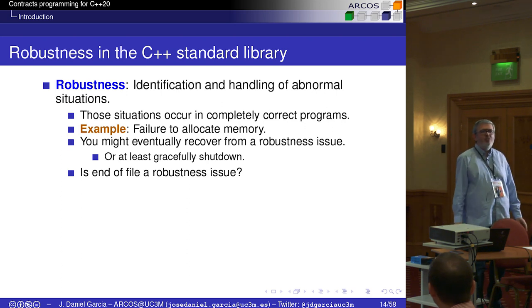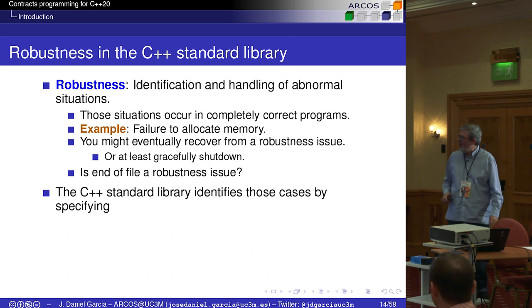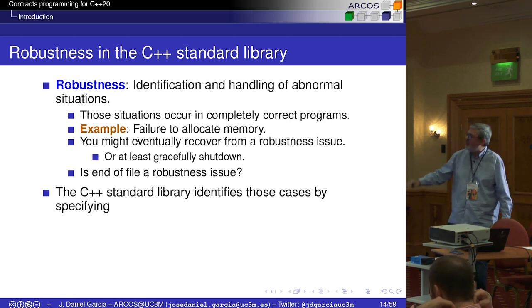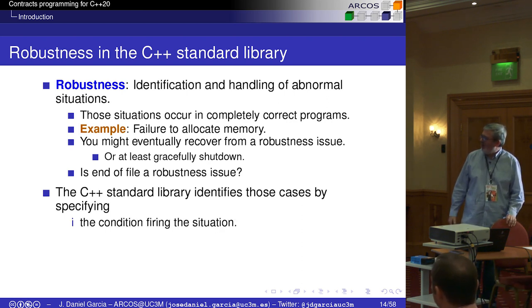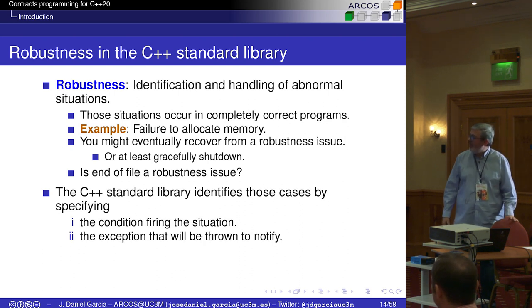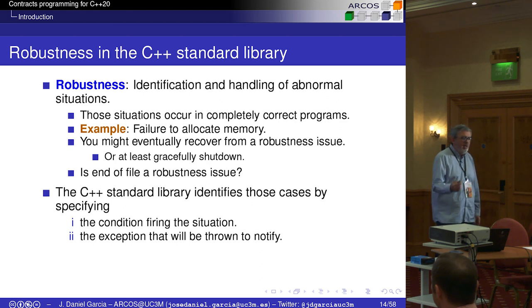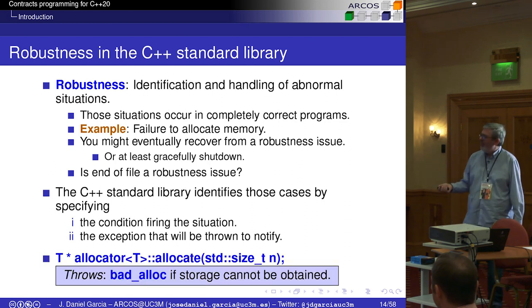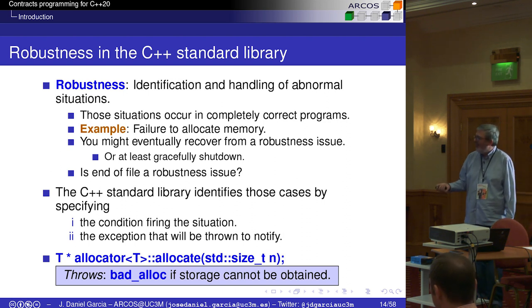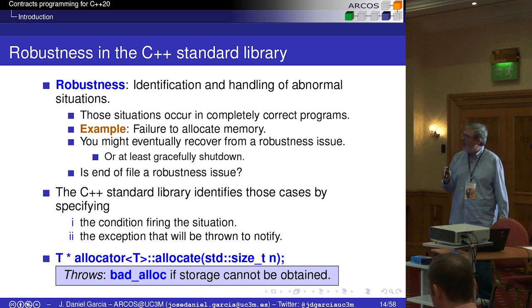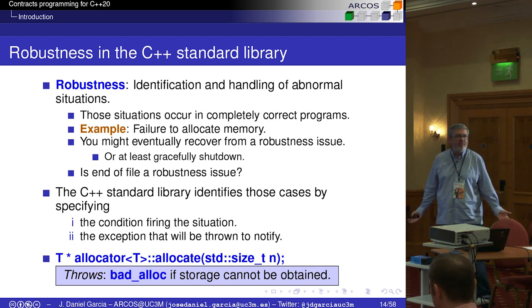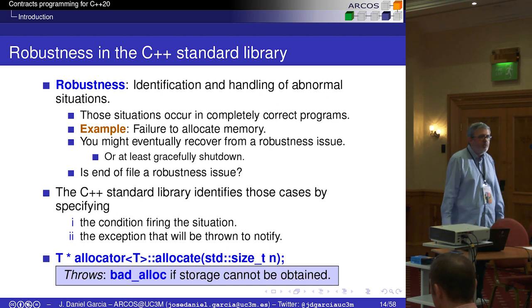Okay, more questions? Okay, so the C++ standard library identifies those cases by specifying the condition triggering the situation and the exception that will be thrown to notify. As an example, in the allocator library, for allocate, the specification of the standard library states: throws bad_alloc if storage cannot be obtained. Okay, this is the way we do it in the standard library.